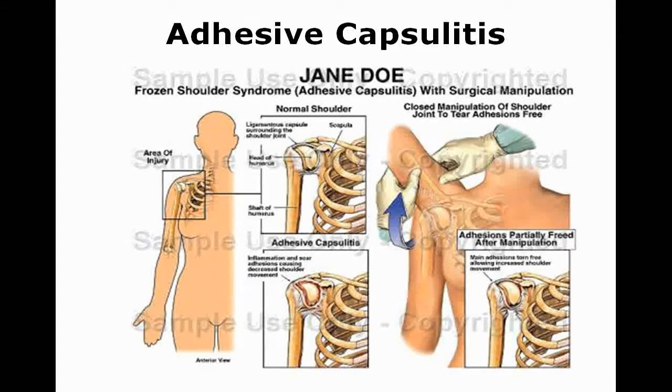I skipped over dislocation. Dislocation, the joint will separate, displacing the bone from its joint. I've moved on to adhesive capsulitis. Great picture here showing what's referred to as frozen shoulder syndrome.